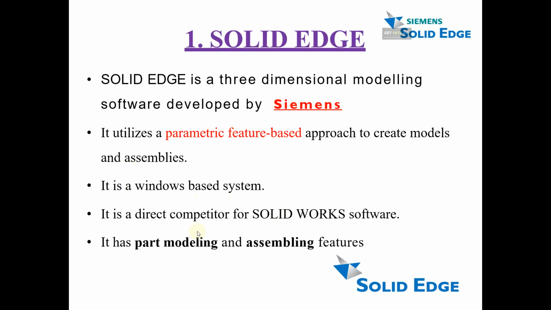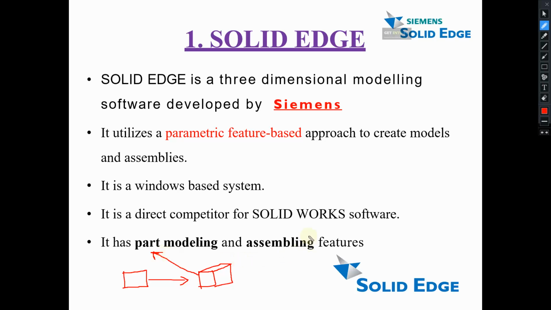So it is a Windows-based system and it is a direct competitor for SolidWorks software. SolidWorks is another three-dimensional modeling software that is very popular. Solid Edge is a competitor for SolidWorks, and both are made by different companies. Solid Edge has part modeling. Part modeling means you can create different parts. Once you draw a two-dimensional sketch, you convert it into a three-dimensional model. This model, we call it a part, a solid part.